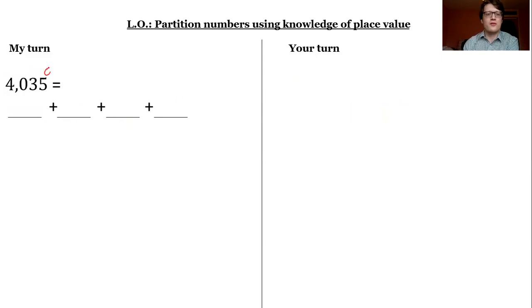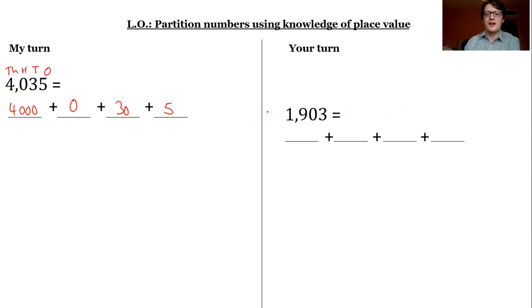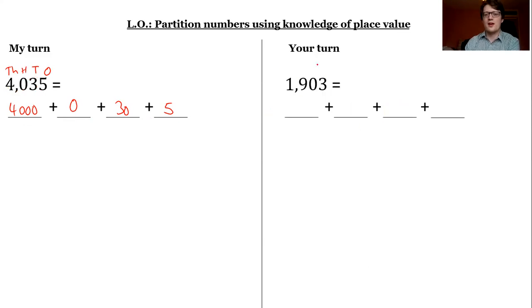Let's look at a different example. Here you can see we've got slightly different because there are no hundreds. So I've got 4,000, no hundreds, 30, and 5. All adds up to 4,035. Again, your turn. What have you got here? What number is this? How could you split it up? So pause the video, have a go, and then unpause as soon as you're ready.